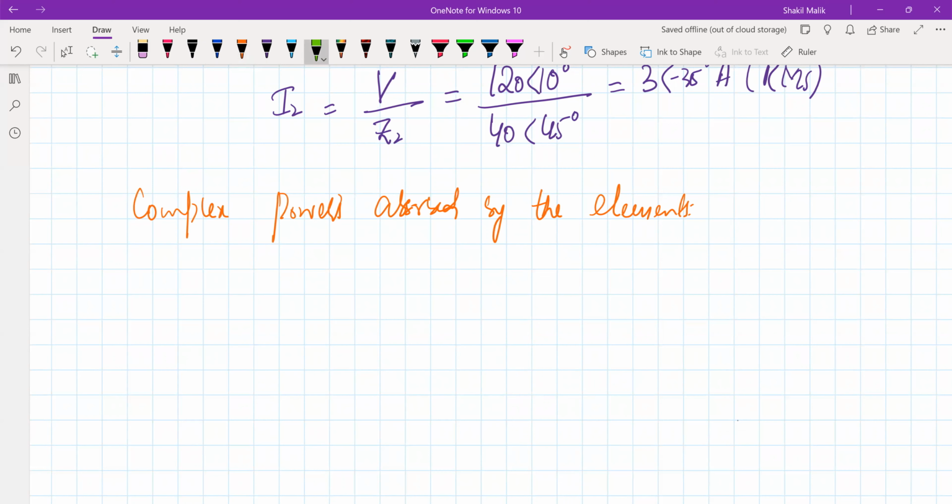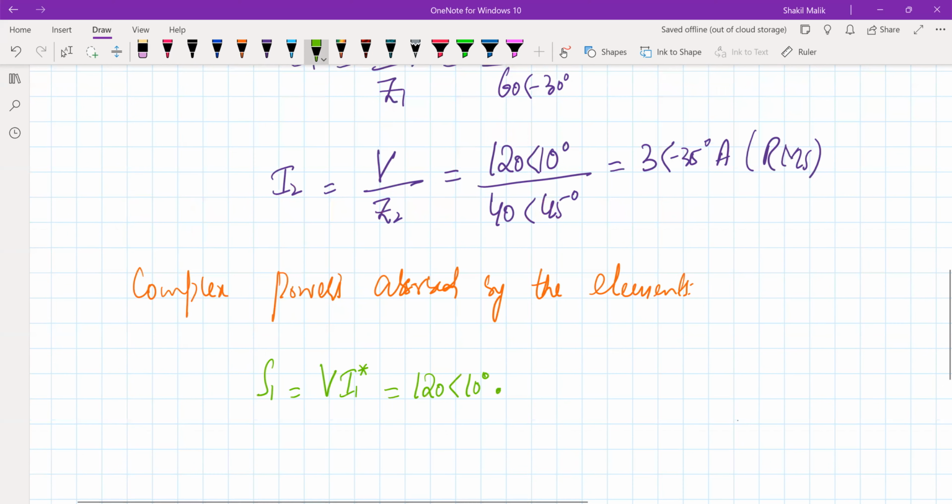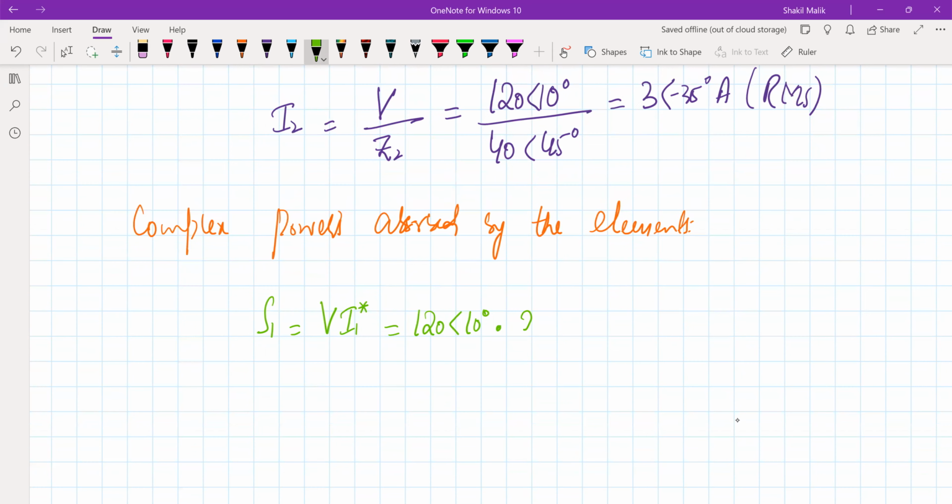Let's say the power absorbed by the Z1 is S1, and it will be denoted by using the definition of the complex power. V times I1 conjugate, right? V is the RMS value of the voltage across the element. I1 is the current flowing through the element, and we take the conjugate of that. So that will give us 120 at an angle of 10 degrees multiplied by I1, we got as 2 at an angle of 40 degrees. So multiplying these two, it will be 2 times 120, so that is equal to 240.